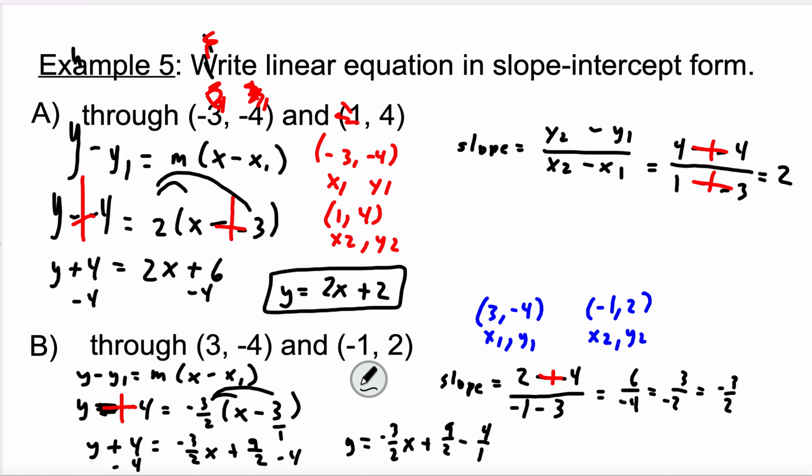I'm going to have to get a common denominator, which is a 2. And so y equals -3/2 x. 9/2 minus 8/2 is going to give me a 1/2. So it's a plus a positive 1/2. So there it is in y equals mx plus b form.